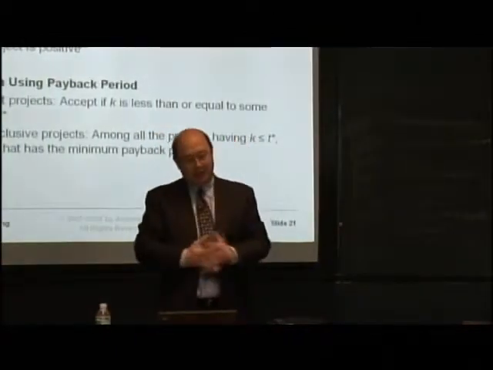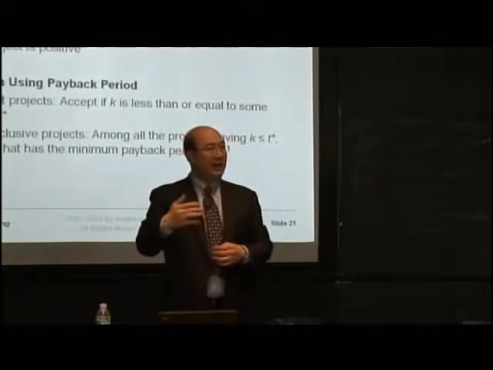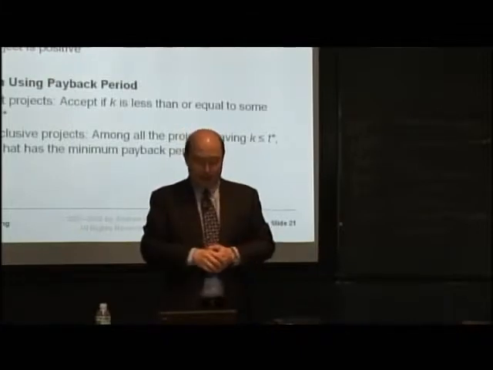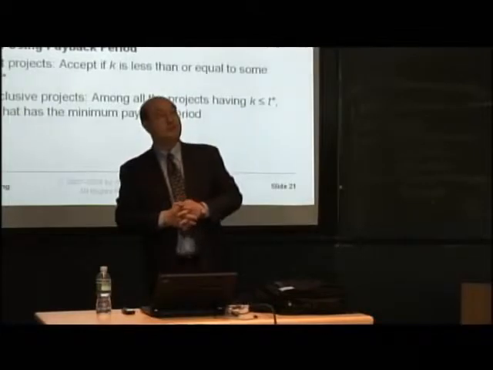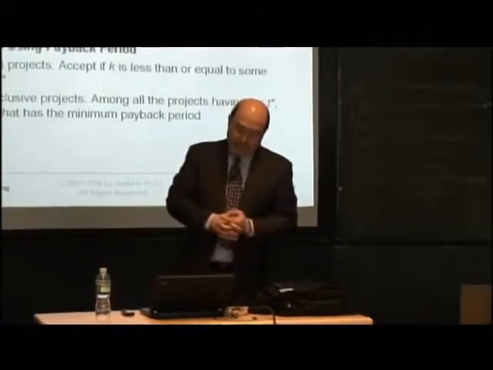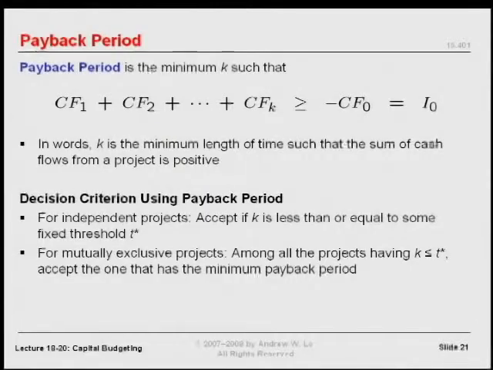For independent projects, a criterion that you might construct using payback is to accept the project if K is less than or equal to some pre-specified threshold T star. And for mutually exclusive projects where you can only take one, pick the project that has the smallest payback period subject to that threshold T star. Now, that's the typical approach to using payback.